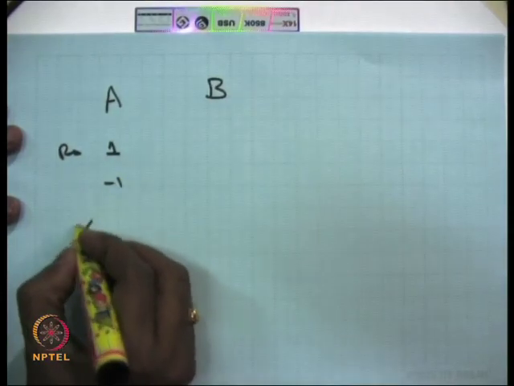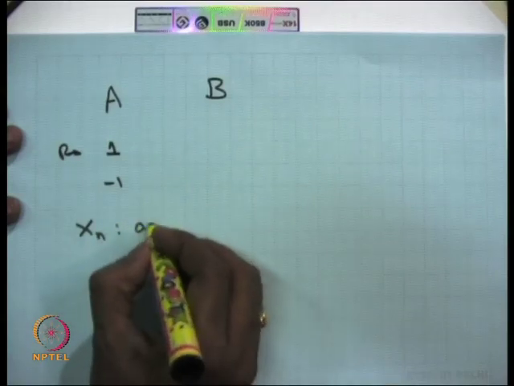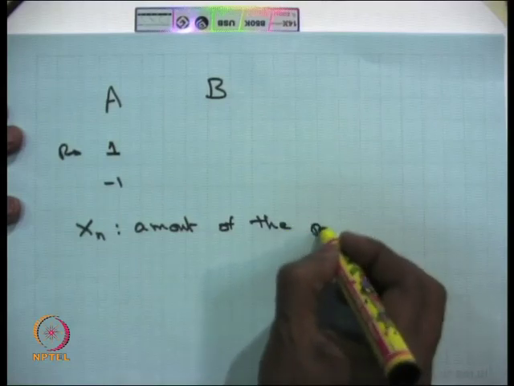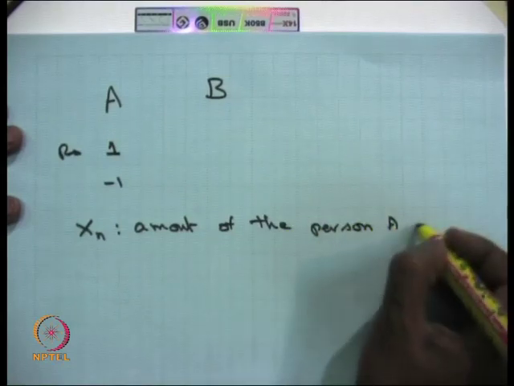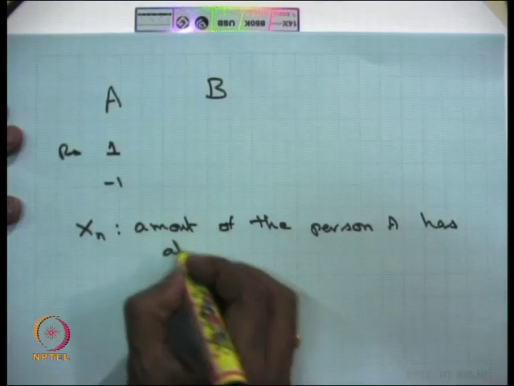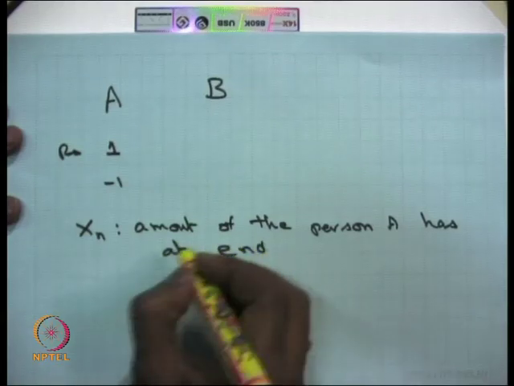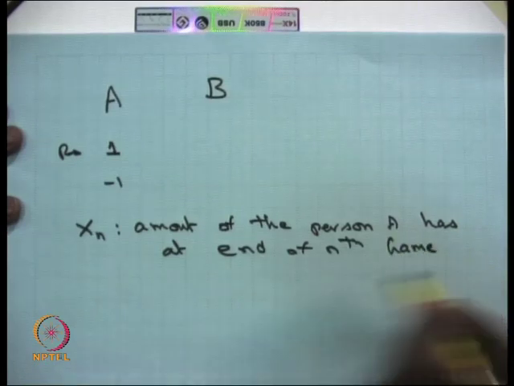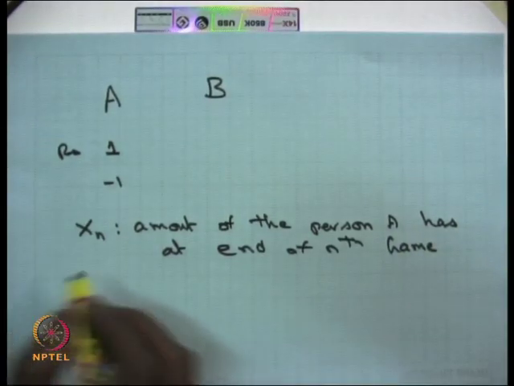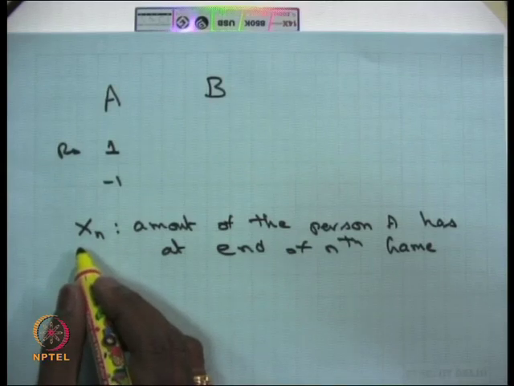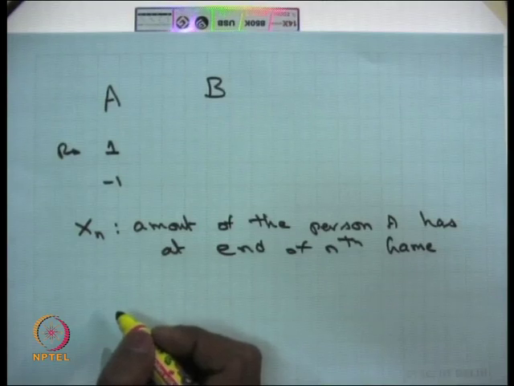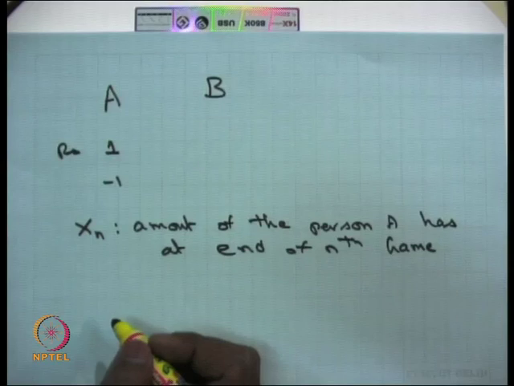Suppose you make the random variable Xn the amount of person A at the end of the nth game. If you make the random variable Xn for person A's amount at the end of the nth game, then the way the game goes on, the value of Xn will keep changing.